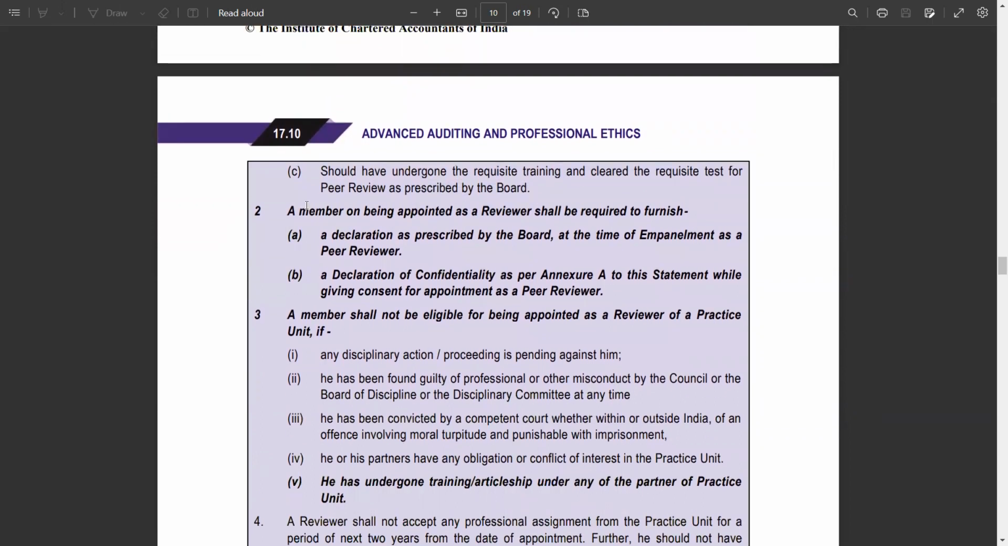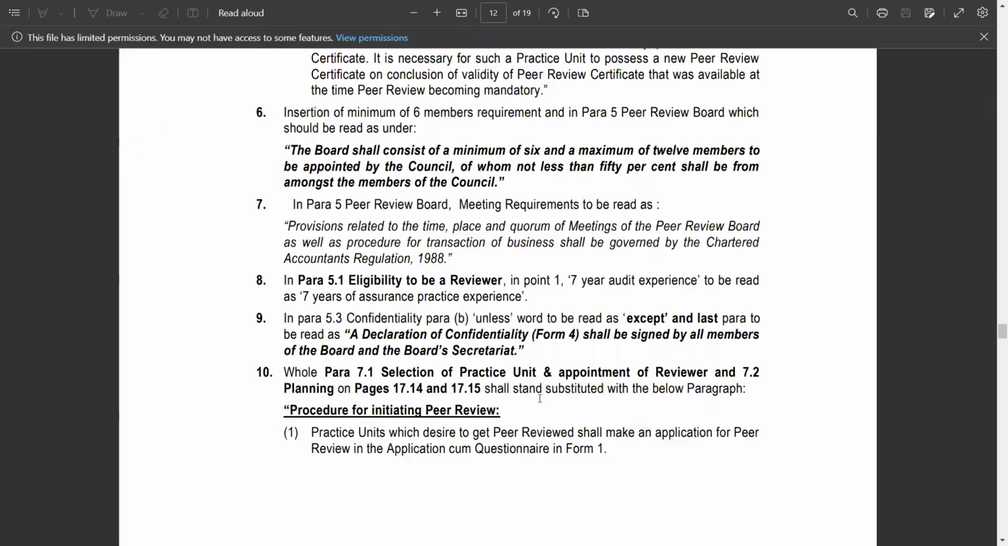Now this is an important thing. A member on being appointed as a peer reviewer shall be required to furnish two declarations. The first declaration is regarding the time of empanelment. Now, as you can see, this has also been amended.